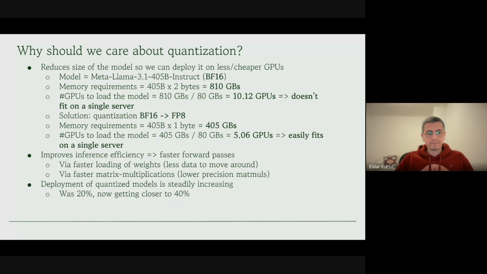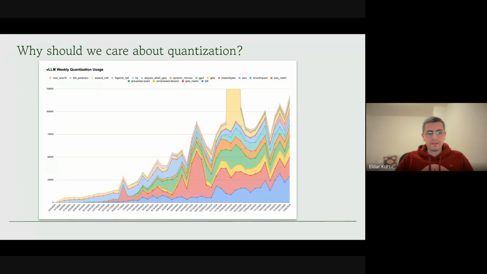I tried to pull out some data here about this, so you don't need to read this. These different colors just represent different quantization schemes that people are deploying. And as you can see here, from March last year to February this year, this is steadily increasing.